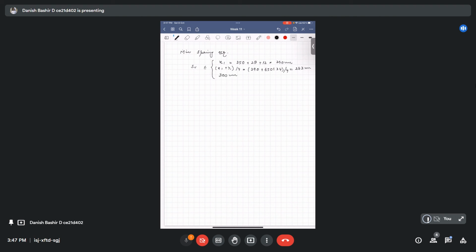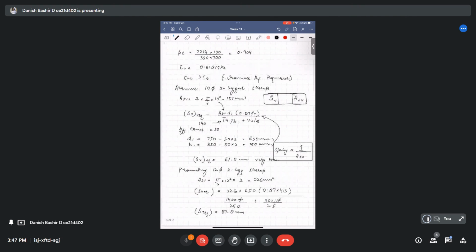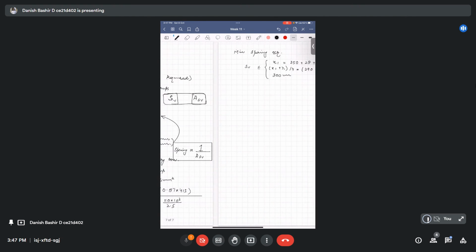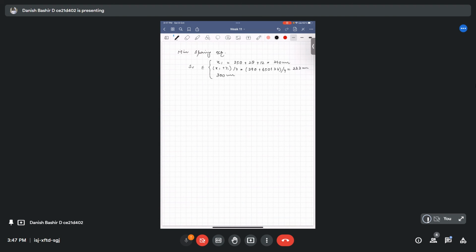These are the minimum values of the spacings, and we were getting 87. So we will give the minimum of all the three. We will provide 12 phi two-legged stirrups at 85 mm center to center.